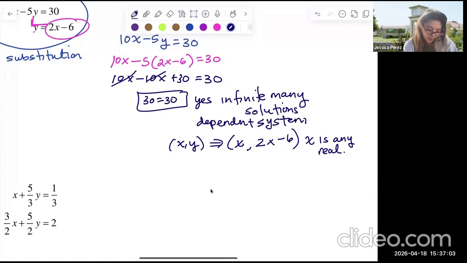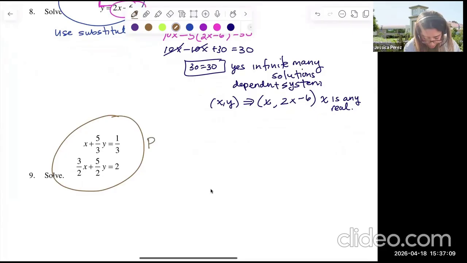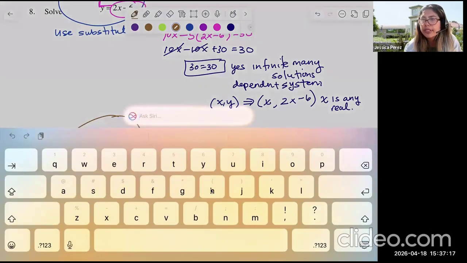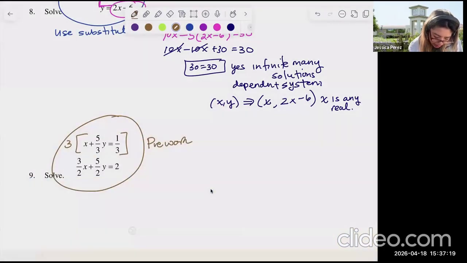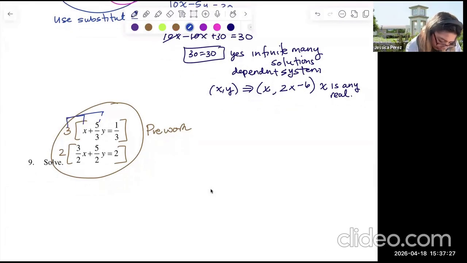And then just reordering everything on one single variable. Now, number 9, I'm going to rewrite it. So again, you're going to have to do some pre-work here. I'm going to have to multiply that first equation by 3 to get rid of the denominators and those fractions. And then on the bottom, I'm going to multiply everything by 2. So once I do that pre-work, I'm multiplying 3 by every single thing.